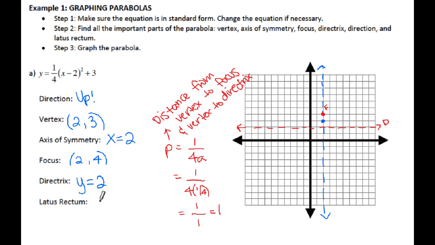Now for your latus rectum, that's going to be the absolute value of 1 over a, and that's going to help us figure out how wide or how narrow our parabola is going to be. A in this case is 1/4, so that's going to be the absolute value of 1 over 1/4. Now 1 over 1/4 just means that you're going to take the reciprocal of 1/4. So my latus rectum is going to be 4 units.